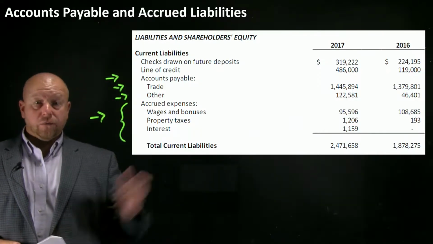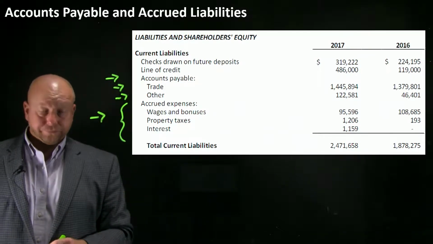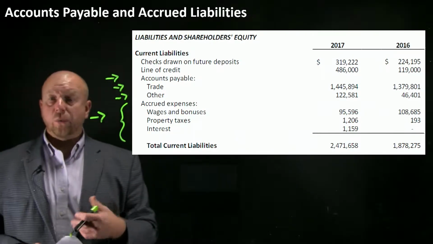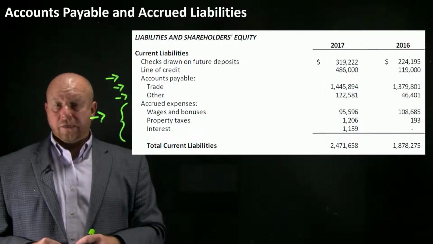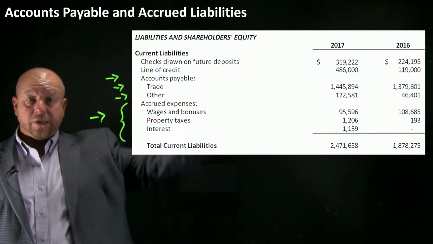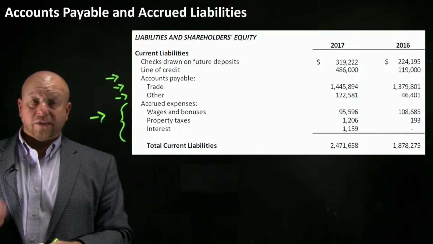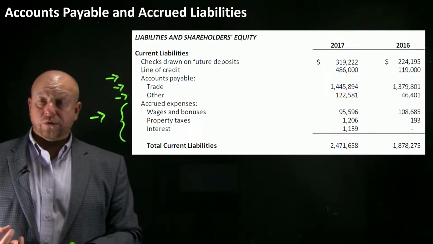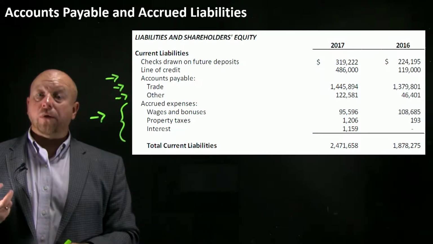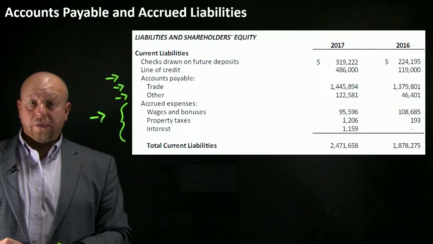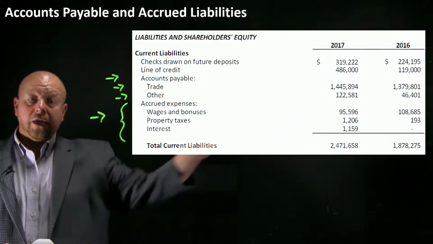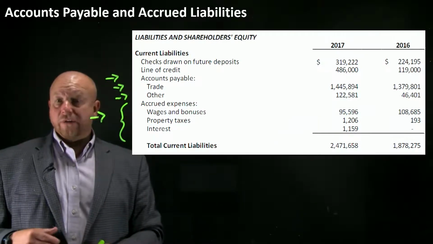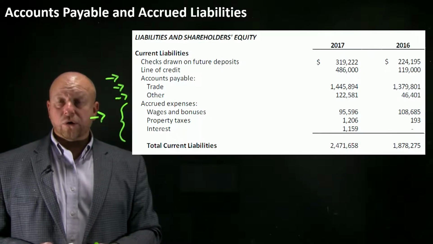Okay? So wages and bonuses as an example here. This $95,000, it's due to our employees. We owe it to them. We just have not paid it to them. In fact, they earned it during 2017. That $95,596 is part of a calculation that we use to determine what a complete payroll expense should have been for the year ended 2017. And the amount that we owe them is right there. The same is true for the property taxes and for the interest. These are all current liabilities.